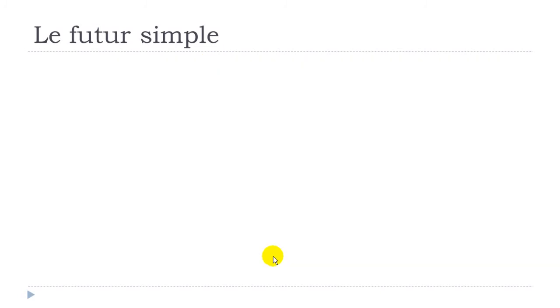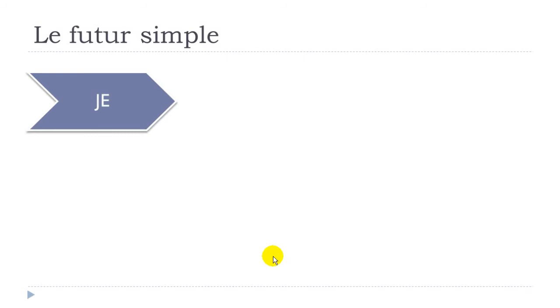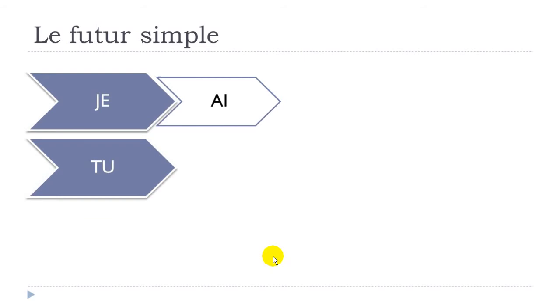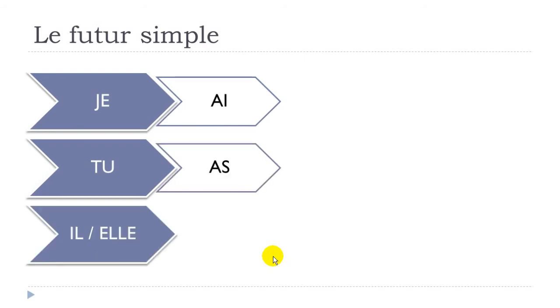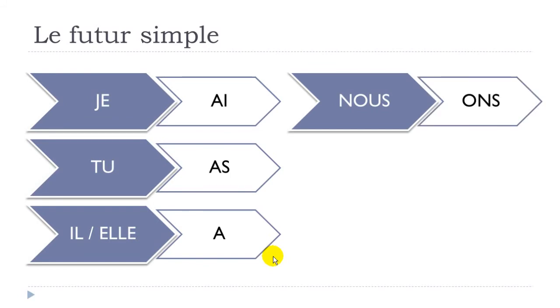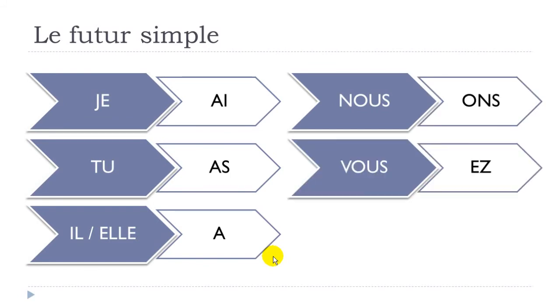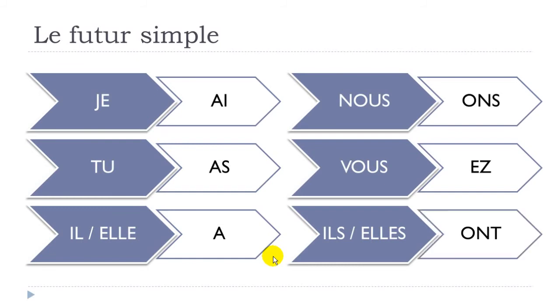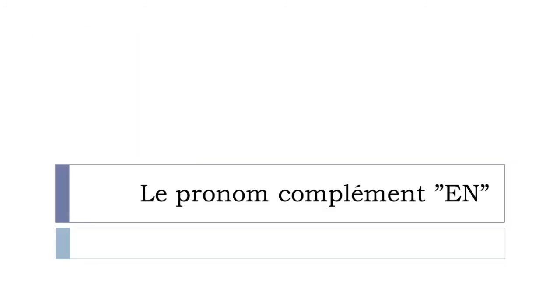Alright? So, remember one more time. The ending for je is AI. Tu, AS. Il, elle, A. Nous, ONS. Vous, EZ. Ils, elles, ONT. Okay? So, ai, as, a, ons, ez, ont.